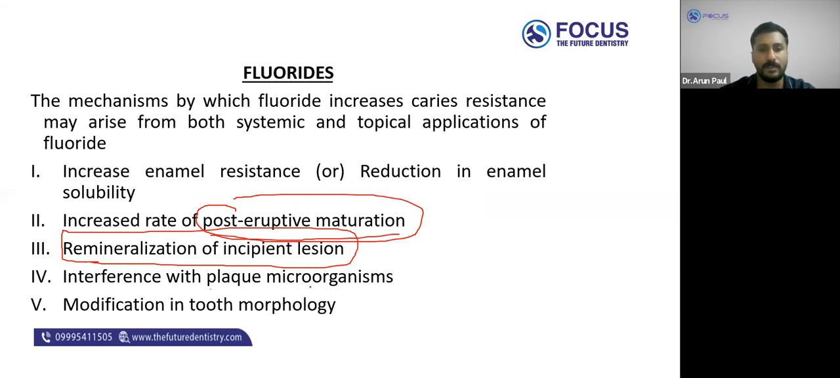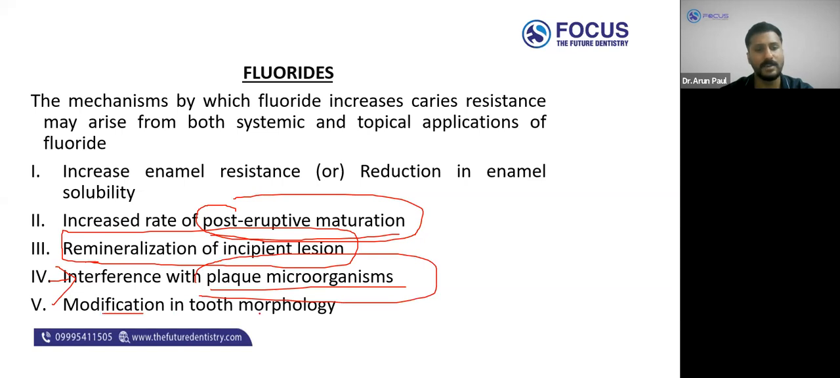And we have learned about the pathway called glycolysis, which is solely responsible for the production of acid by the bacteria. So that is one major pathway which the microorganisms undergo for production of acids. It has a rate-limiting enzyme called enolase, and fluoride acts by inhibiting this enzyme enolase, thereby preventing the formation of acids. And that is how fluoride interferes with the action of plaque microorganisms.